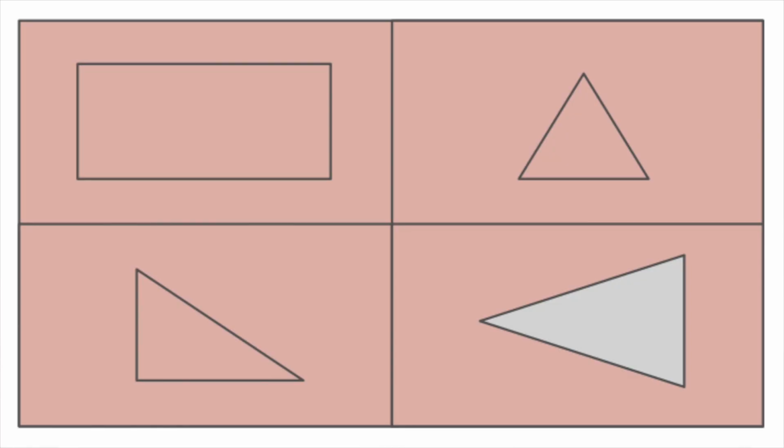On screen, a pink-colored page split into 4 quadrants. Each quadrant contains a different shape. The upper left quadrant contains a rectangle outline. The upper right quadrant contains an equilateral triangle outline. The lower left quadrant contains a right-angle triangle outline. The bottom right quadrant contains an isosceles triangle that is shaded in white. The coach holds up the pink-colored page for the children to see.